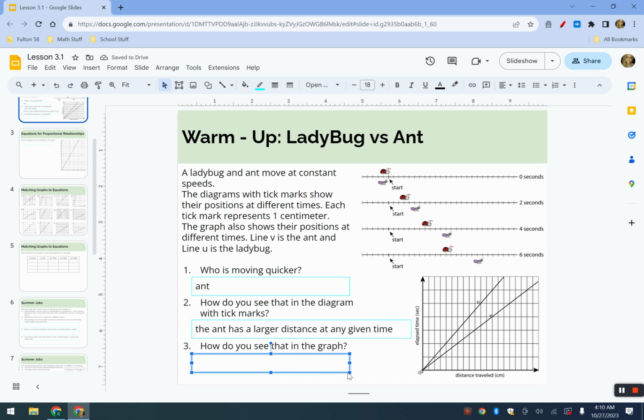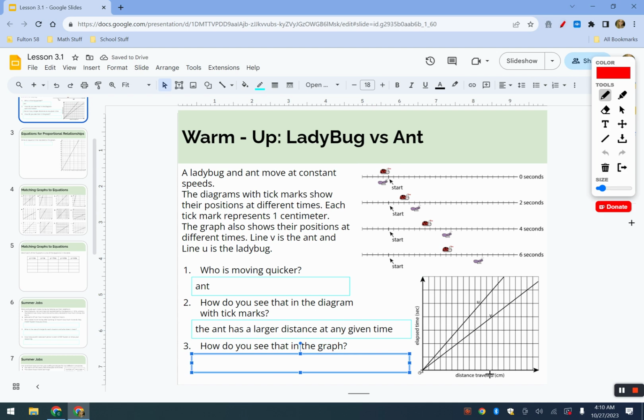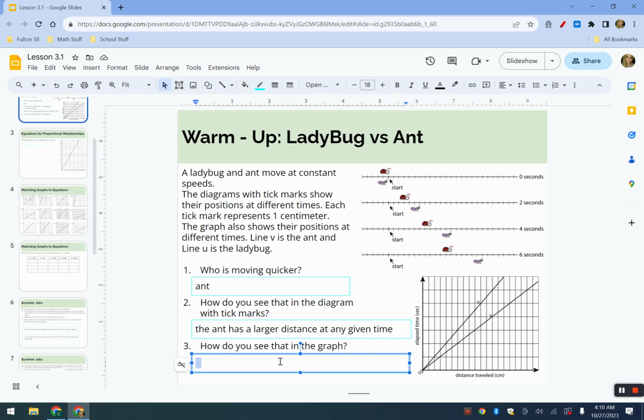Okay, so now let's see how we see that in our graph. We see that in the graph if we look at any distance. So we'll just look at this distance right here. At any given distance, the ant is going to have a shorter time since that's farther down. And having a smaller time for the same distance would mean that you are going faster.